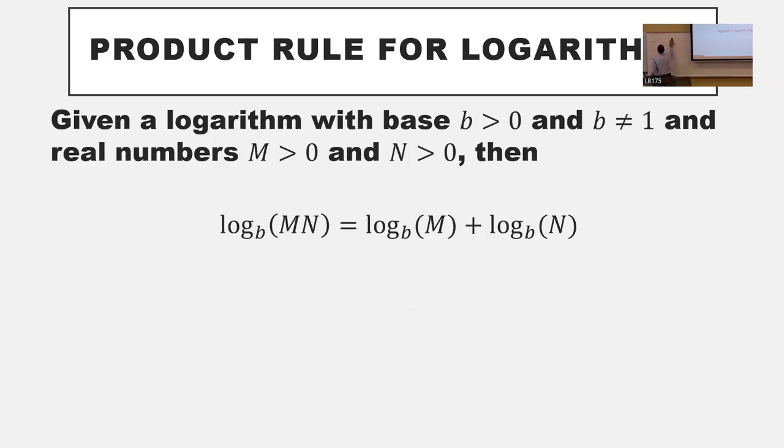Now, here's the weird rule that people often have a hard time with. This is the product rule for logarithms. If we have a log base b, and inside the argument we are multiplying m times n, then in another version, that is log of m plus log of n.